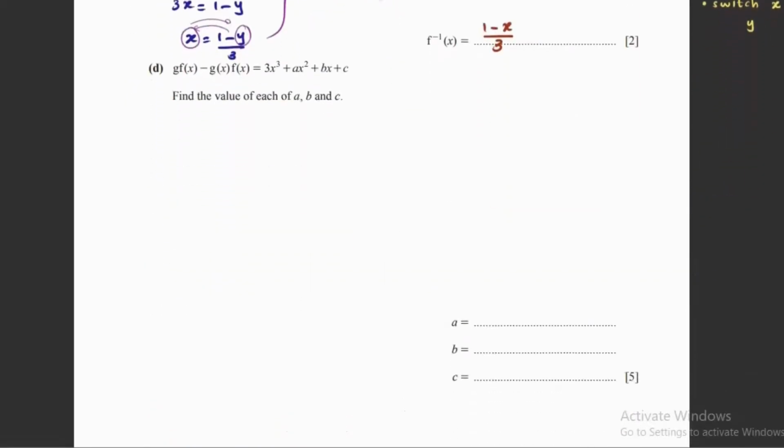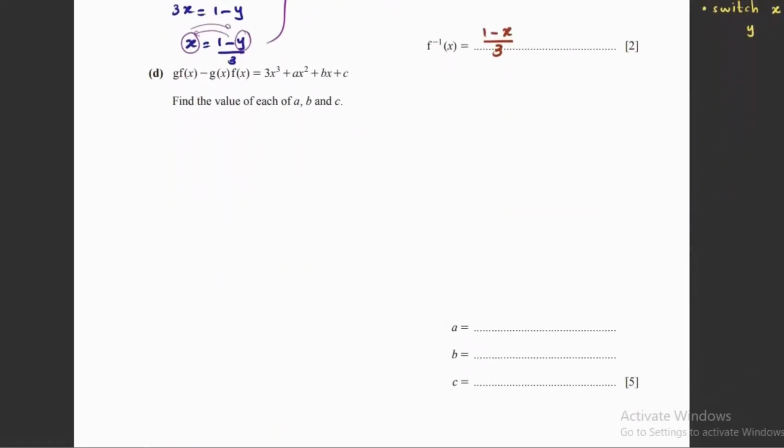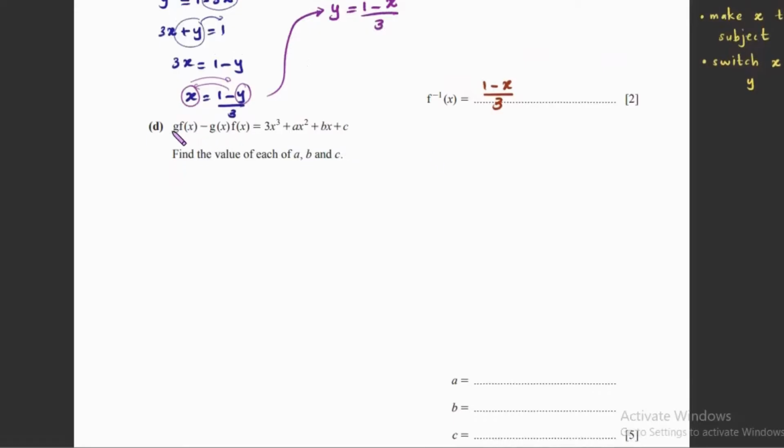Let's move on to question D. We need to solve this and find what g of f of x minus g of x times f of x is equal to 3x cubed plus ax squared plus bx plus c. We need to find what a, b, and c is.